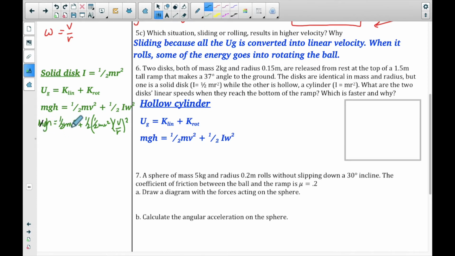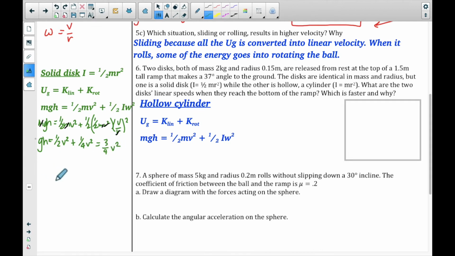So once again, there's a mass in everything. This r squared can cancel with this r squared. And so what I'm left with after I cancel everything out is gh is equal to 1/2 v squared plus, now I have a 1/2 and 1/2, that's a 1/4 v squared. And so in other words, gh is equal to 3/4 v squared. And what I really want is to solve for v.